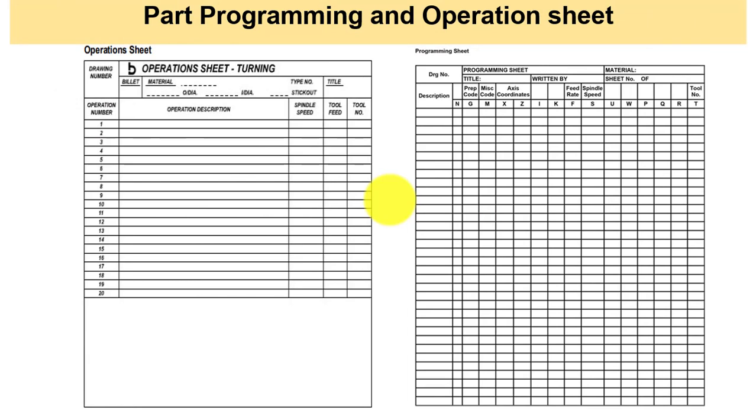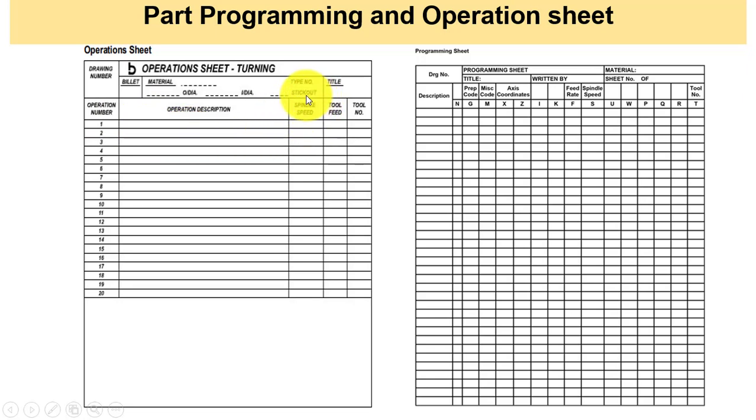Then another activity which you have to do in this lab practical is to use these sheets for manual part programming. We have operation sheets and programming sheets. Here you can see the drawing number, operation sheet for turning, the material used, inside diameter, outside diameter, operation description, and operation number. For example, if we want to perform two operations, the turning operation will be operation number 1 and the drilling operation will be operation number 2.